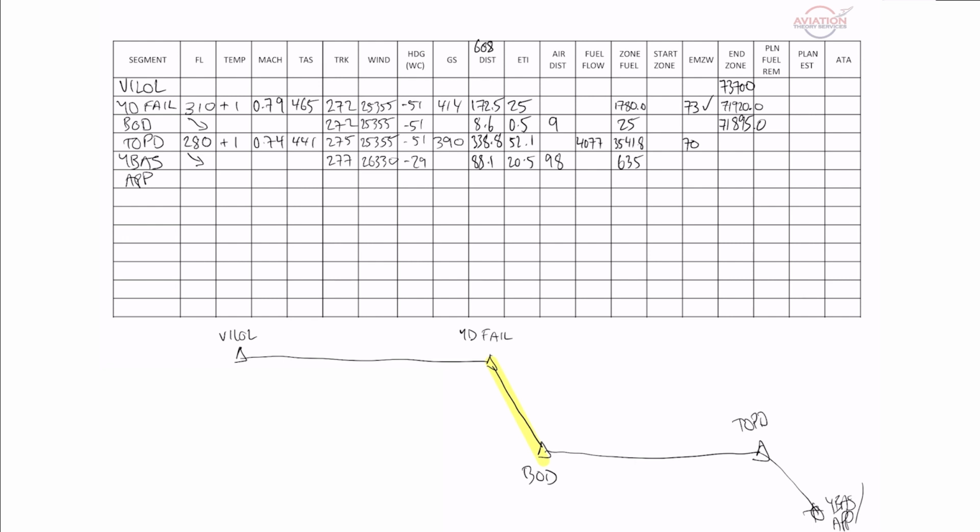With the fuel flow and the ETI, we get a zone fuel of 3,541.8 kilos, which gives me an end zone weight of 68,353.2. Adding those together and dividing by 2 tells me my mid zone is still 70 tonnes, so that data is valid, and that data was from the yaw damper inoperative table.